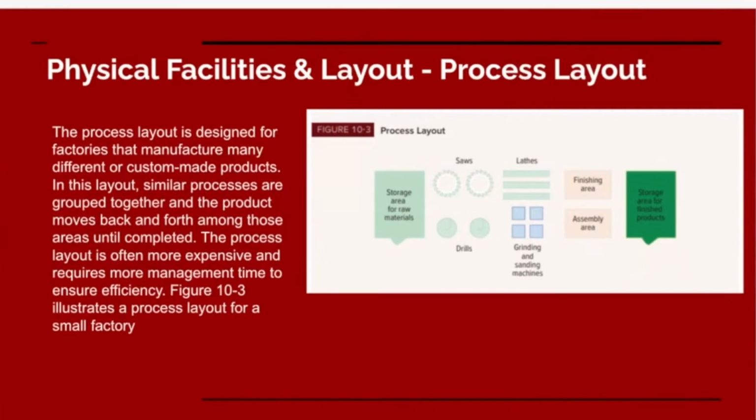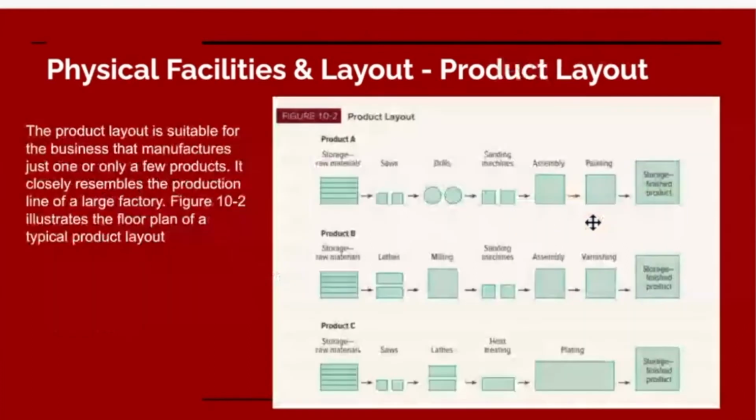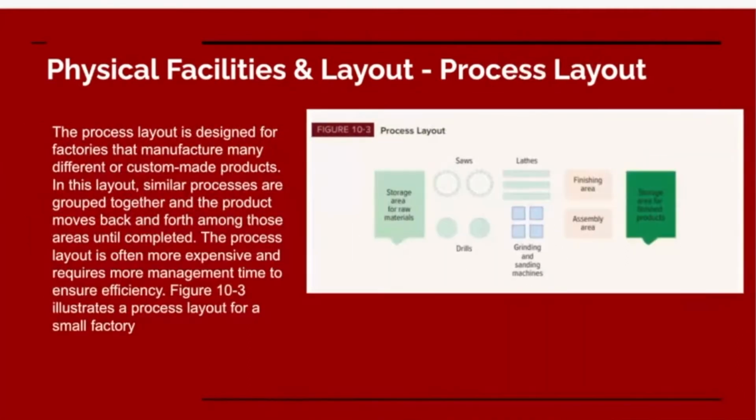We can also think about layout from more of a process point of view, where it's designed for factories that manufacture many different custom-made products. So this is not so much an assembly line. The product layout is more of an assembly line. This is more of a station. So we have drills, lathes, finishing here. So the product could go in any direction at all. Everything is kind of in the center and the things come around it. So it's more geared up for a custom-made product as opposed to a whole bunch of similar things.